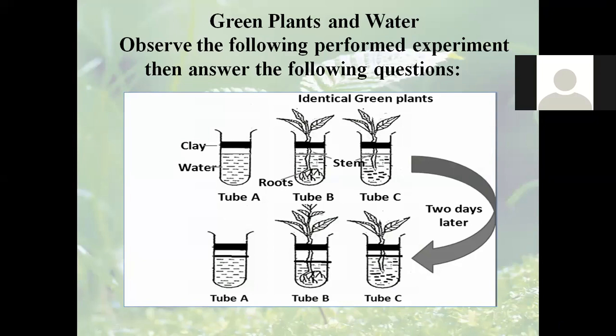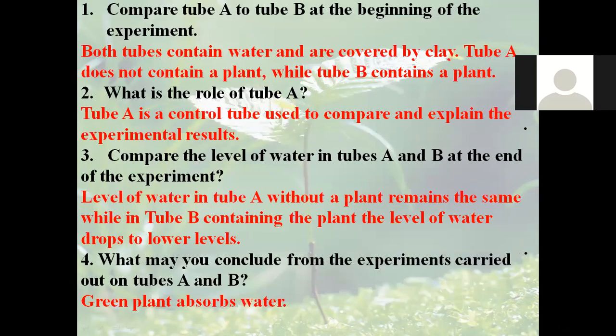Here I'm not talking about the roots or the root hairs or whatever. I'm talking only about the plant. We have a plant in tube B, we don't have a plant in tube A. So this is the variable. So the plant absorbs the water.